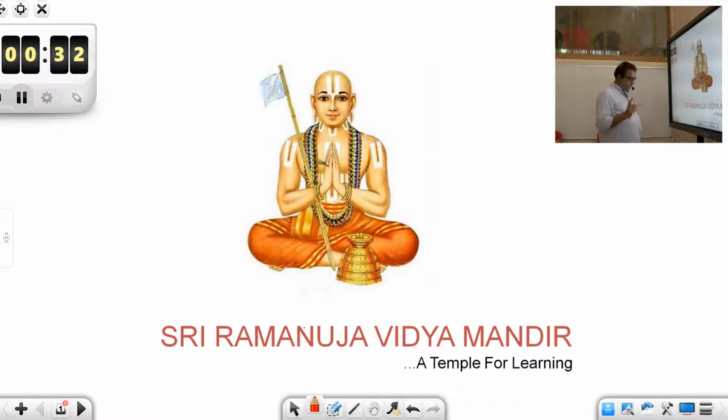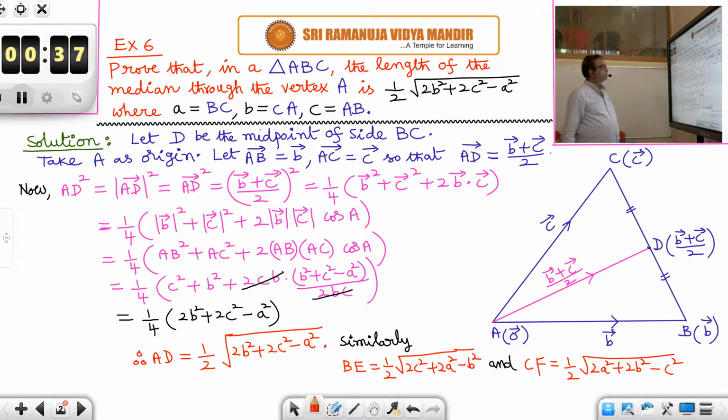So we are going to do one example in dot product. That is this example. We already completed 5 examples. Vector methods in geometry. We have done 5 examples of solving geometrical problems using vectors. 5 examples we have completed. This is the 6th example.